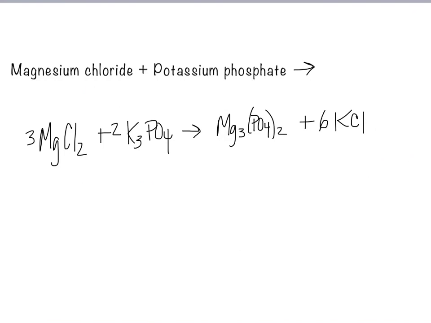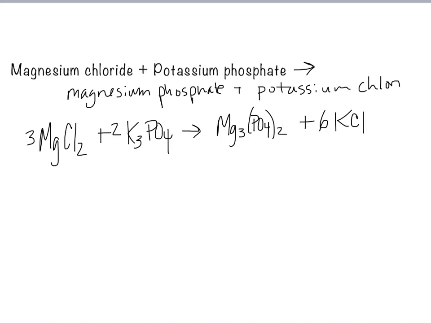As far as words go, I'll maybe write them down here so I have room. Magnesium phosphate plus potassium chloride. Alright, so there's your balanced formula equation. This one is a double replacement reaction. You have the cation of the first one reacting with the anion of the second, and vice versa.